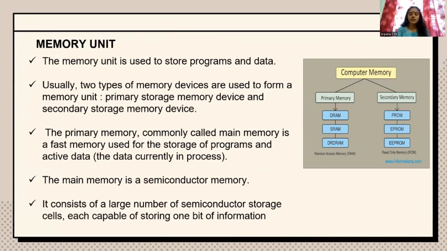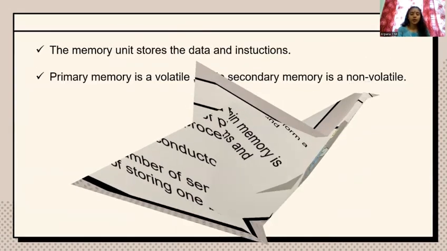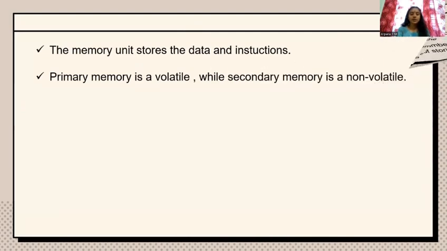As we can observe in this chart, the computer memory unit has two types. One is primary memory, the other one is secondary memory. In primary memory, we have DRAM, SRAM, DRDRAM. In secondary memory, PROM, EPROM, EEPROM, whereas RAM stands for random access memory and ROM stands for read only memory. The memory unit stores the data and instructions, where the primary memory is volatile and the secondary memory is non-volatile.